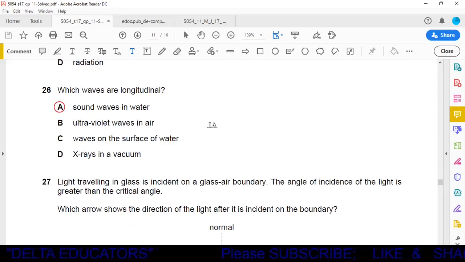Question number 26. Which waves are longitudinal? Option A, sound waves in water. Option B, ultraviolet waves in air. Option C, waves on the surface of water. Option D, X-rays in a vacuum. Here the correct option is option A.